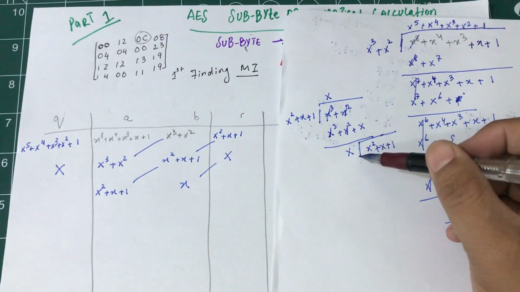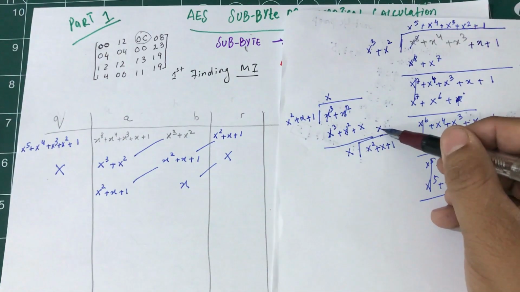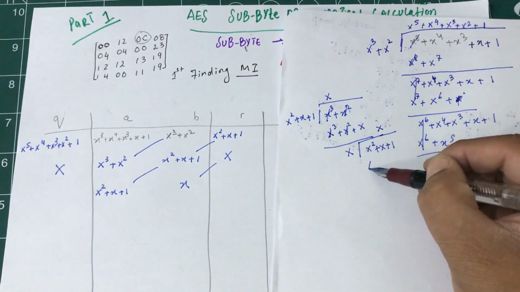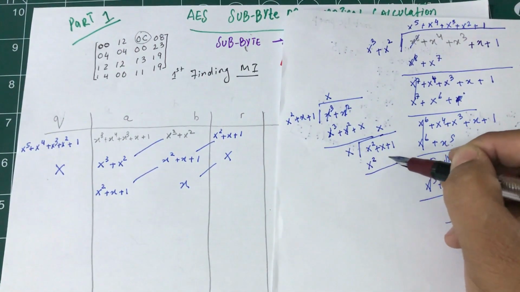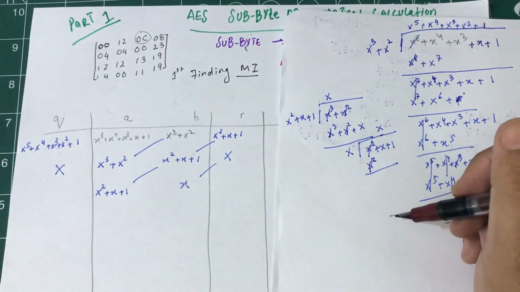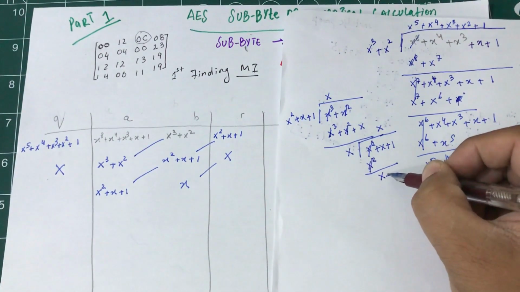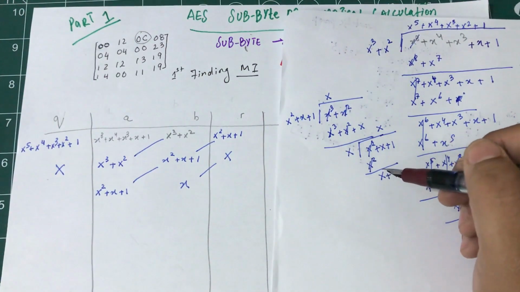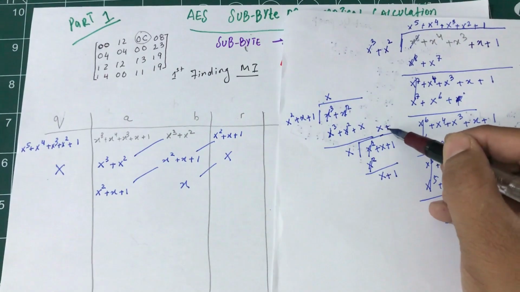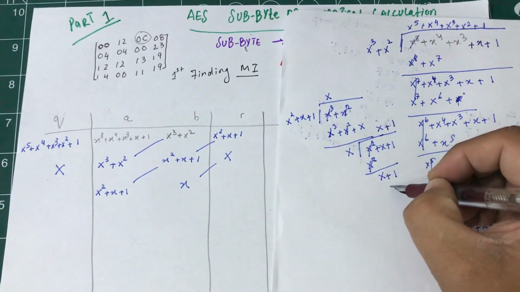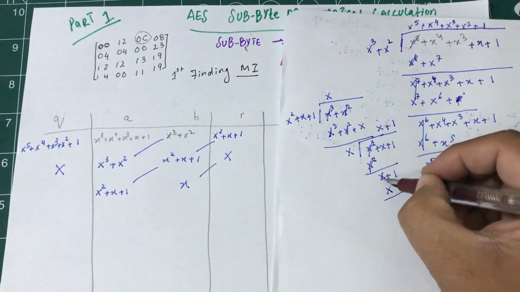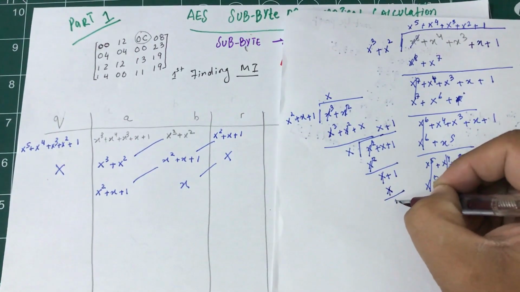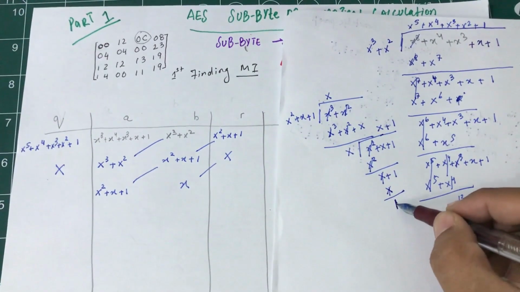What do I need to do to get x to the 2? Just simply multiply by x. When I do that, I'll get x squared. So this and this are gone. I'll end up with x plus 1. But the degree is exactly the same for these two polynomials. So I need to simply multiply by 1. I'll get x. This x and this x cancel. I'll get 1 as a remainder.